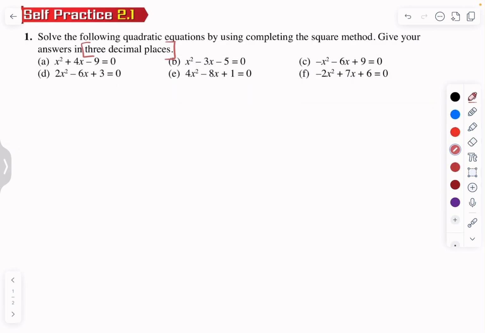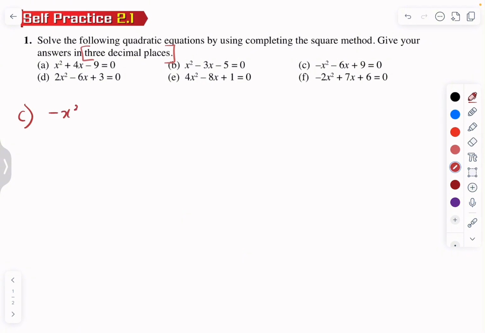Okay, we continue. Question C. Negative x square minus 6x plus 9 is 0. Okay, so here we have a problem. Our a is not 1, it is negative 1. So what we have to do is, before breaking it up, we have to factor out the negative. So you get x square plus 6x minus 9 equals to 0. Okay, we factor out the negative, so everything also divide by negative.